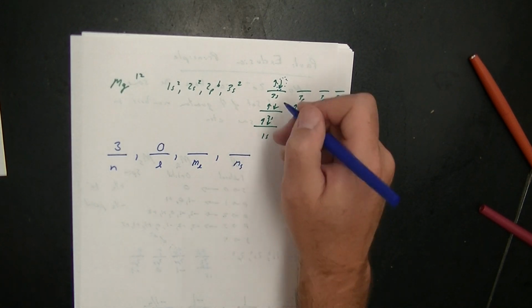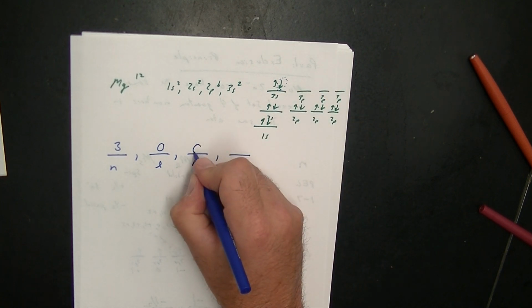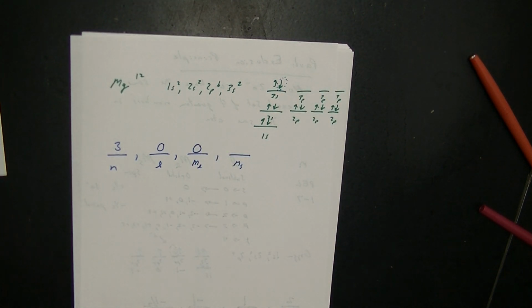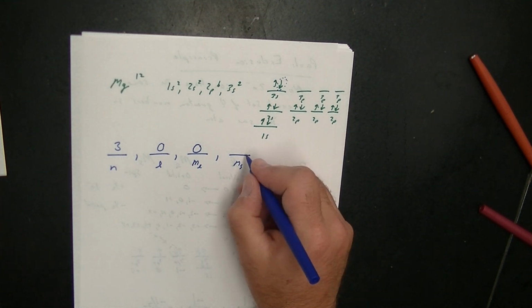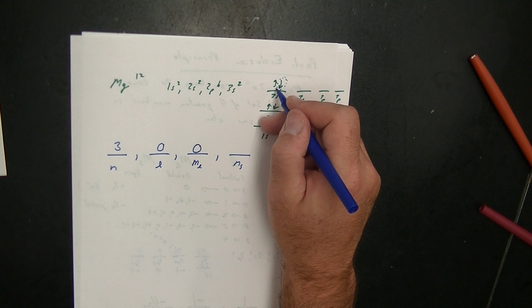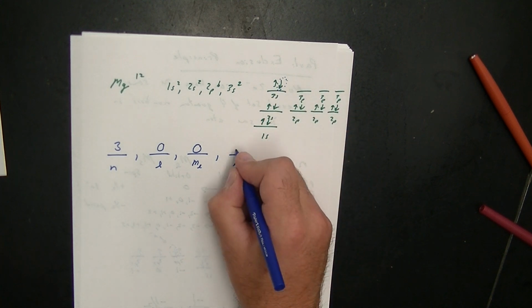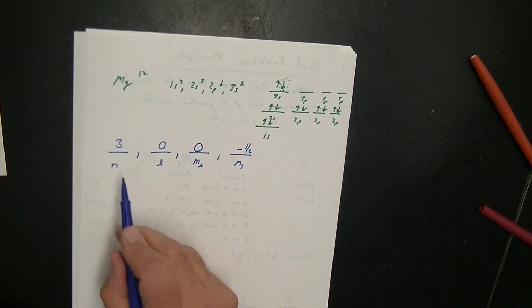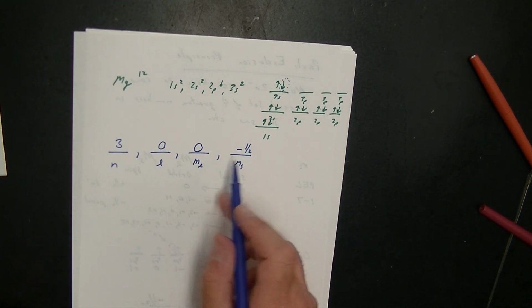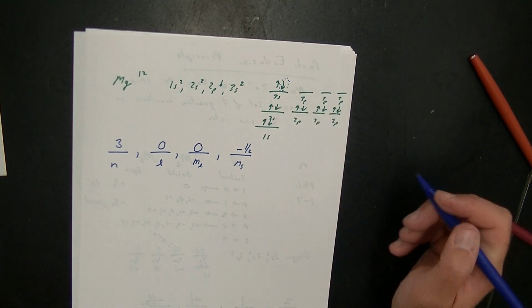The ML tells me which orbital we're in. Well, an s only has 1 orbital, so this is also a 0. And then we have to know, is this paired or is it by itself? Well, this is paired again, so this would be -1/2. So these 4 quantum numbers are describing this electron right here.